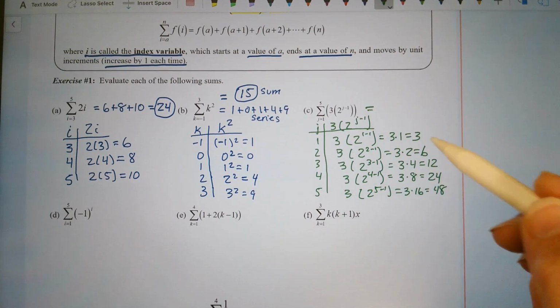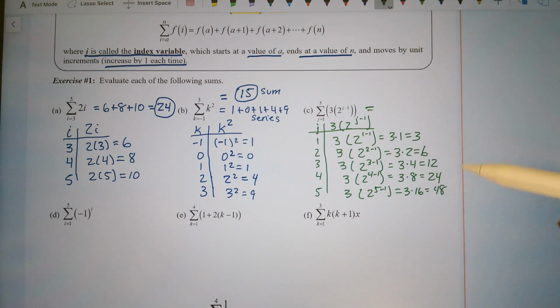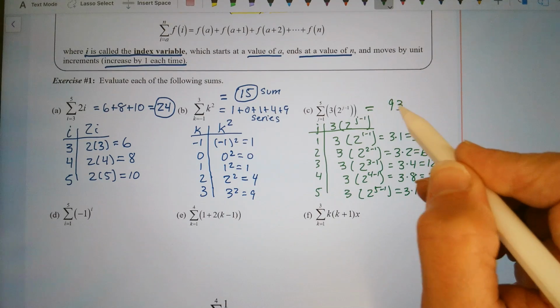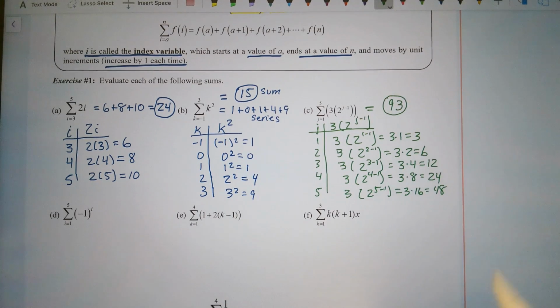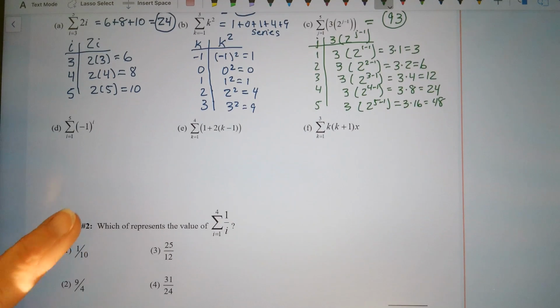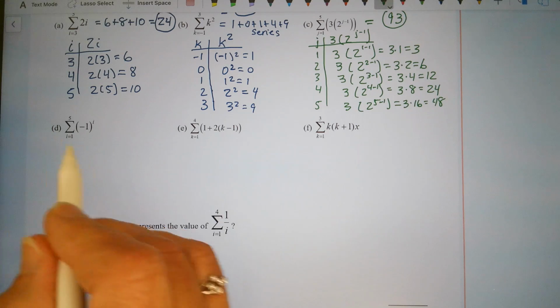The sum, we add up these 5 values. 48 and 12 is 60, 93. Again, you can pause the video if you like and try the next ones on your own.